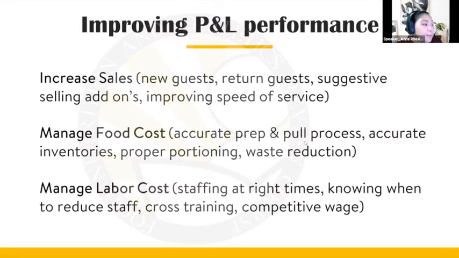And another is to manage labor costs. So right staffing at right times, knowing when to reduce staff, cross-training, and competitive wage. As we just discussed, labor costs would contribute up to 30% of our financials. So yung food cost and labor costs combined, for the business to be profitable, should be at most 60%. Yan, labor costs and food costs.